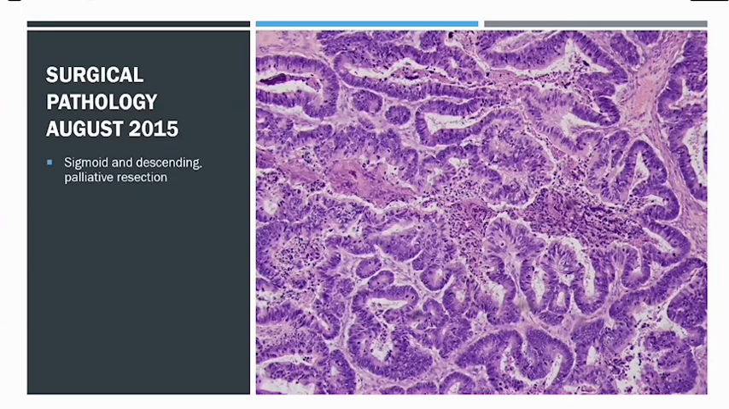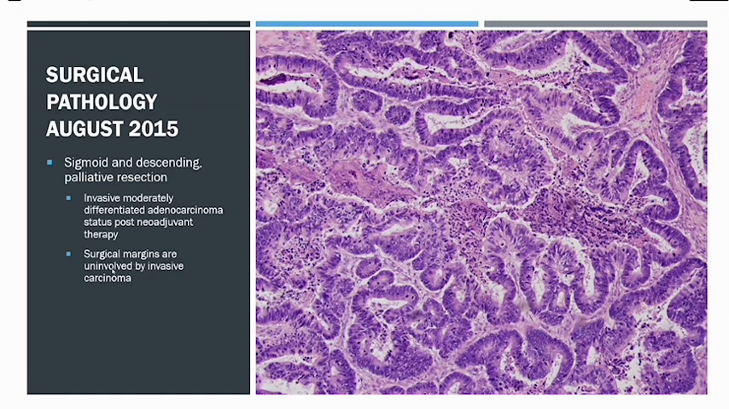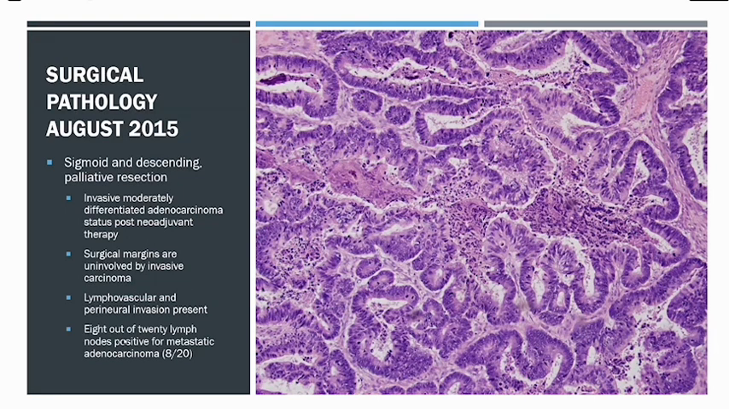So this is the surgical pathology in August 2015, segmental descending colon palliative resection at this point. It was invasive, moderately differentiated adenocarcinoma, status post neoadjuvant therapy. Surgical margins were uninvolved by invasive carcinoma. You can see the amount of necrosis. You can see a lot of mitosis going on. It's moderately differentiated, and LVI and perineural invasion were present. And then 8 out of 20 lymph nodes were positive for metastatic adenocarcinoma. And that's not a good sign.